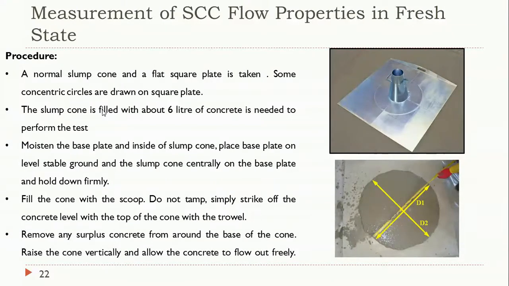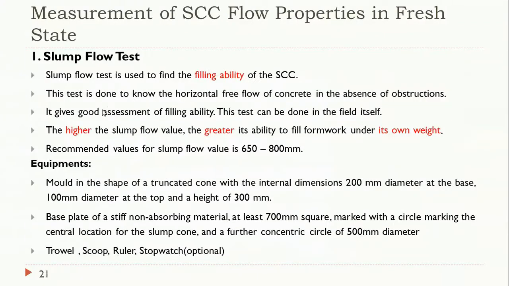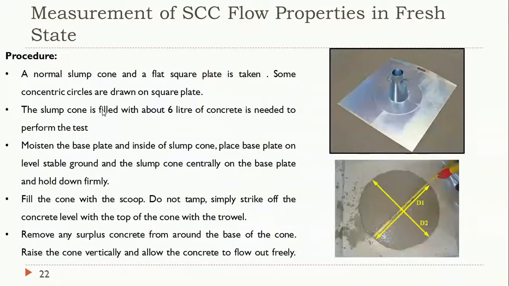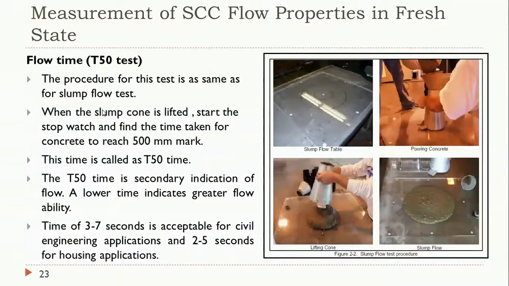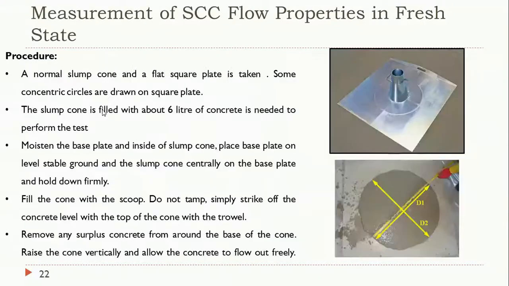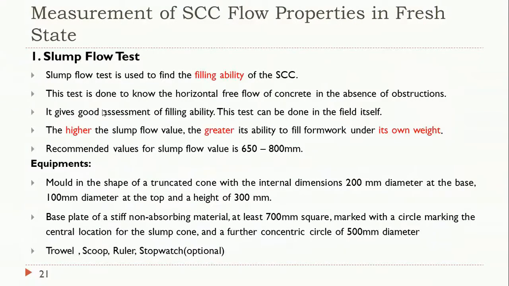Once it flows in the horizontal direction, we have to measure its diameter in two directions. You can see in the bottom picture. So we have to measure the diameter in two directions. That value should be in the range of 650 to 800 mm. It should not be more than 800 mm, and it should not be less than 650 either. It should be within that range. So this is the slump flow test.